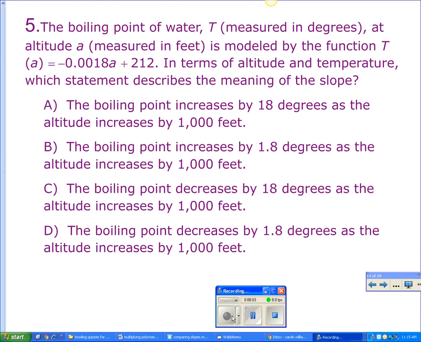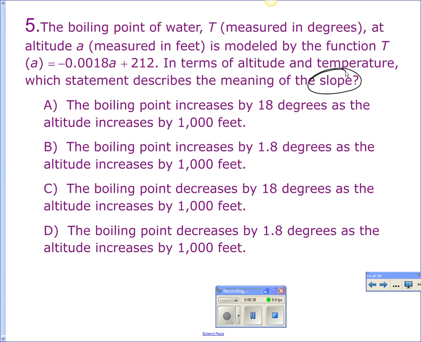Number 5, the boiling point of water T measured in degrees at an altitude A is modeled by the function T of A equals negative 0.0018 A plus 212. In terms of altitude and temperature, which statement describes the meaning of the slope? All right. Again, a lot going on, step by step by step. Natasha, what do I want you to do first? Circle what? All right, circle slope. It's asking for the slope, so circle that.